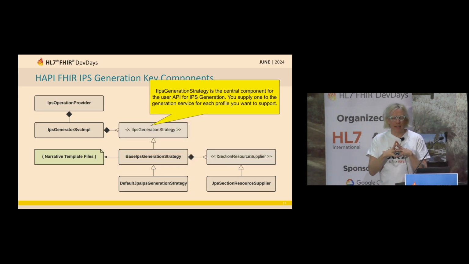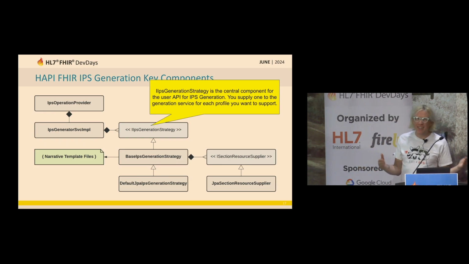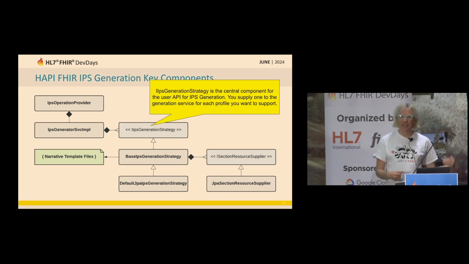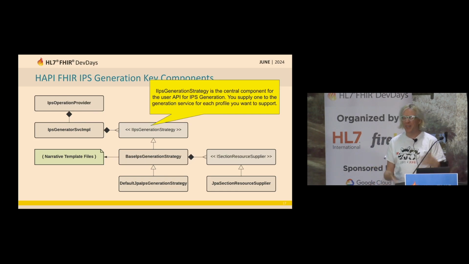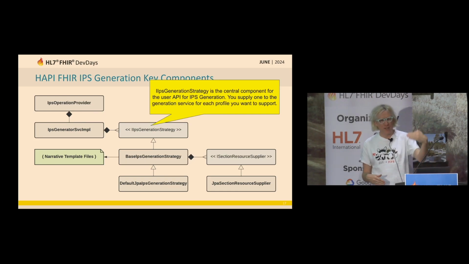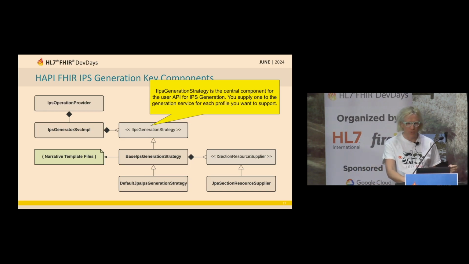On to the more interesting things. The new API has this interface that you need to provide at least one implementation of, and it's called IPS Generation Strategy. As the name suggests, this is the strategy object that we will use to select the resources, the narrative template, the title, the profile, all of the things that we need to figure out in order to build one of these IPS documents for you. You're going to register one of these things for each profile that you wish to support within the generator. So if you're supporting two different profiles of IPS, for example, then you would register two of these strategies, one for each of those profiles.